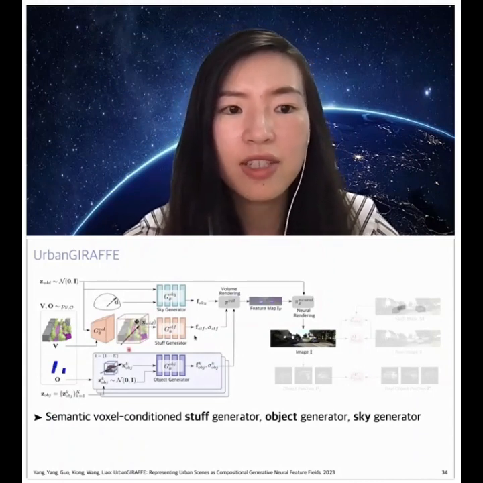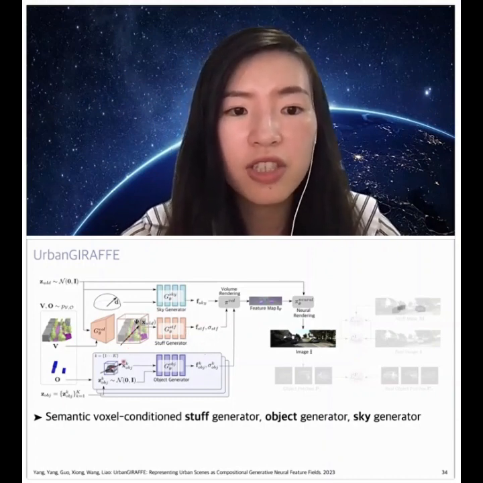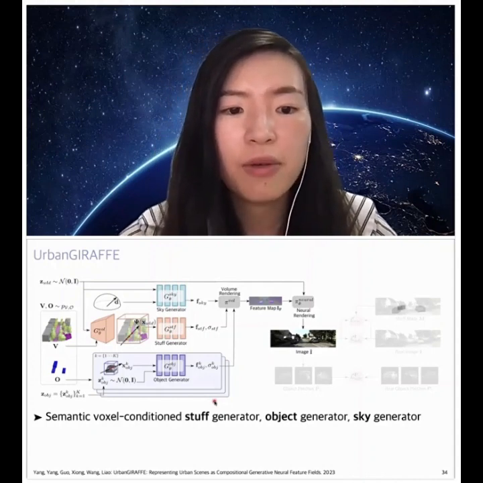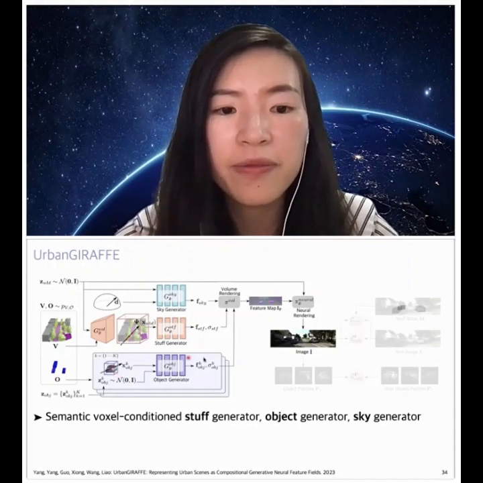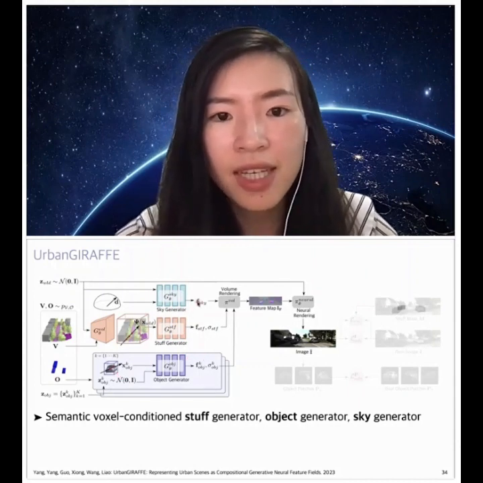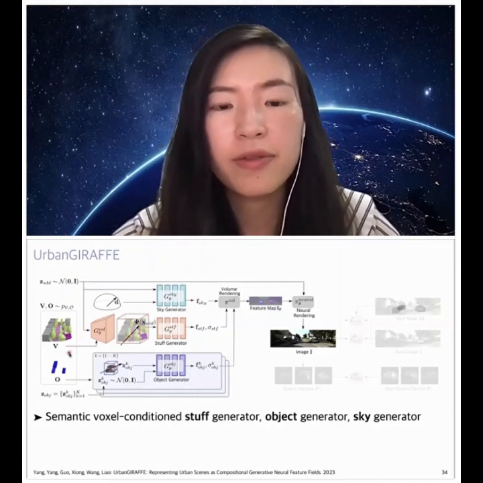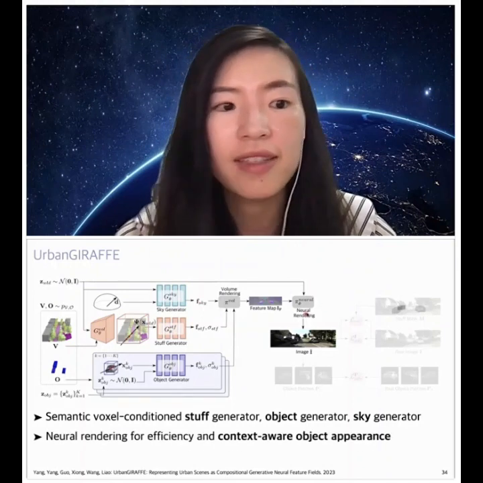Given such a semantic prior, we then build a semantic voxel conditioned stuff generator for generating the stuff regions, as well as an object generator that is built similar to Giraffe, where we generate objects in the canonical space. Additionally, we have a sky generator to generate the sky as well as far regions that cannot be covered by the semantic voxel grid and the objects.